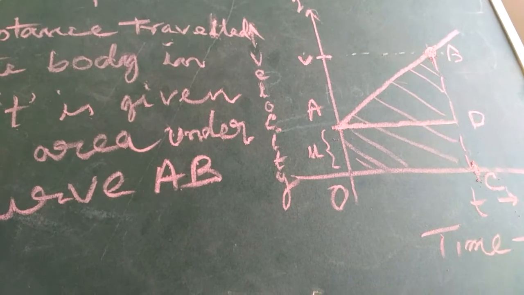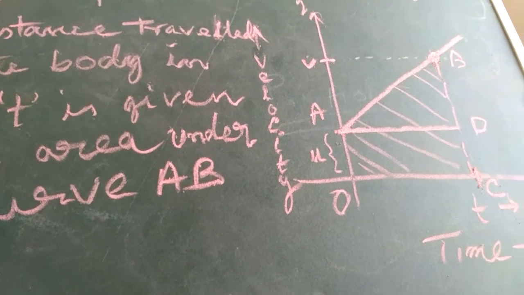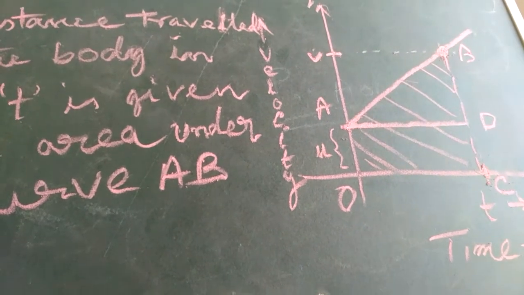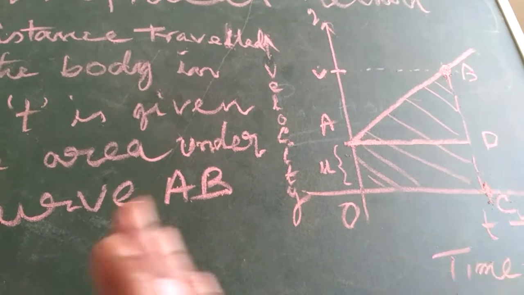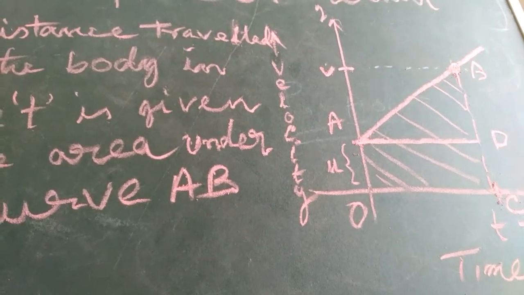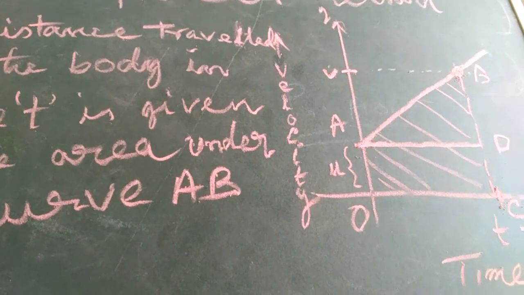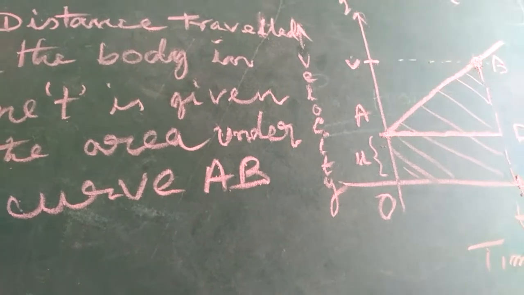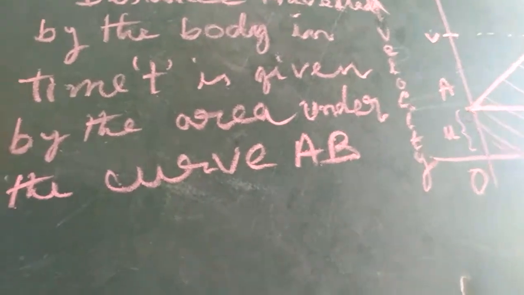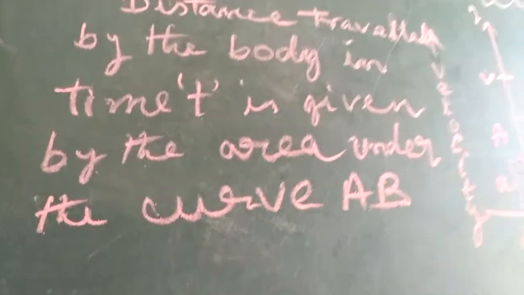So total area is what? Total area is OABC. This area is split into two distinct areas: area of the triangle ABD plus area of the rectangle OADC. So here what we are going to do, we find it separately.